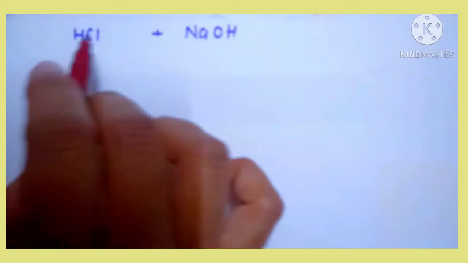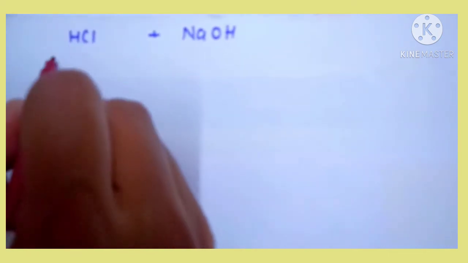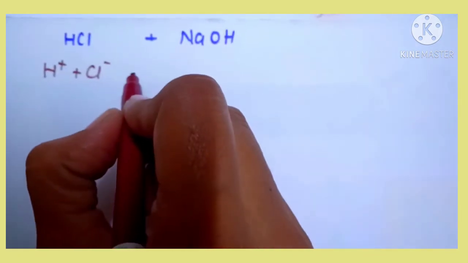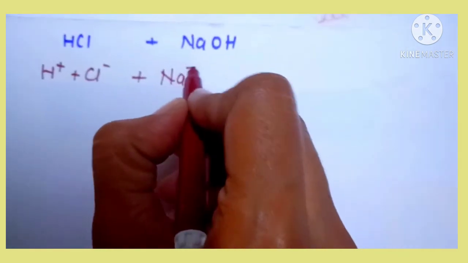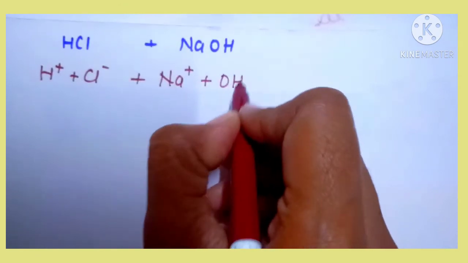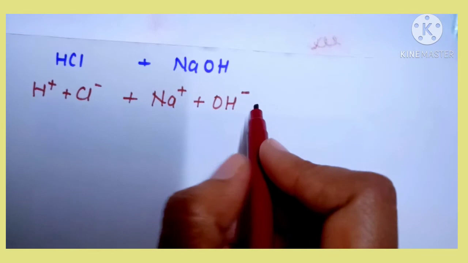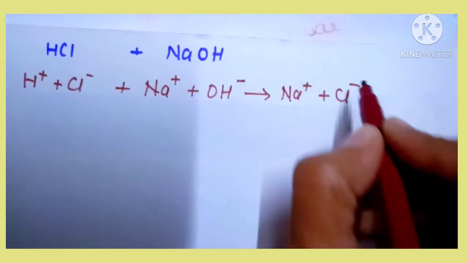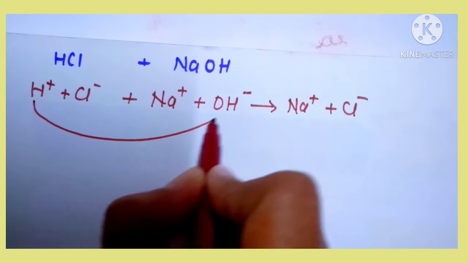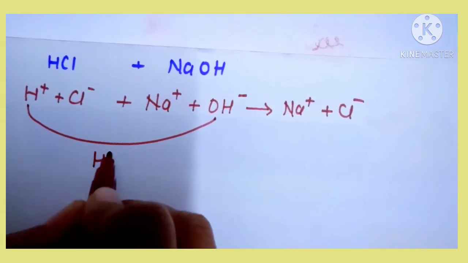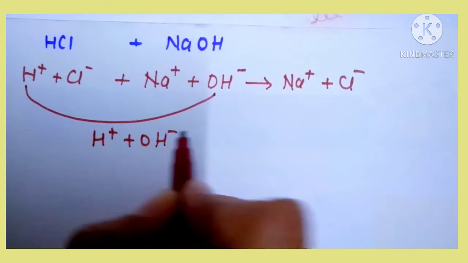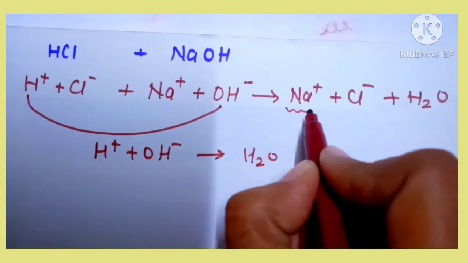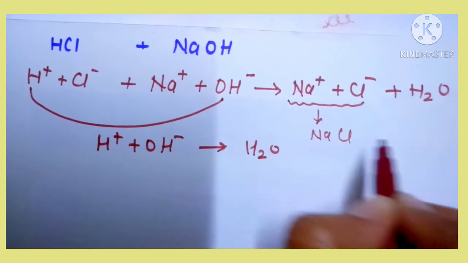Now let's see what happened during this experiment. From HCl, we get H ion and chloride ion, and from NaOH, as we know, Na plus and OH minus ions are going to form. Now what happened? This hydrogen ion and OH ion combine to form water, and these two combine to form NaCl, salt.